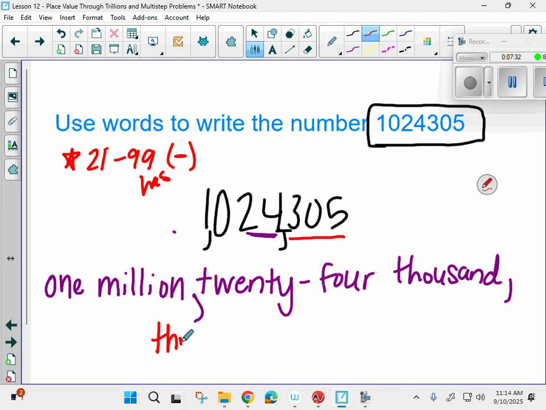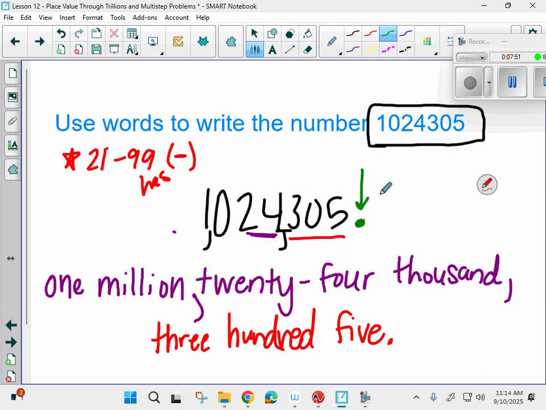305. Great job. If you write the word and, it's actually wrong. So it's not 305, it's 305, which is kind of weird. What we use an and for is the decimal. Eventually we are going to have decimal numbers. That is the only place where you say the word and is for the decimal, okay? No other ands. All right, so 305.